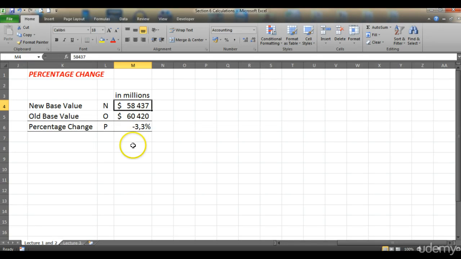Here is the data: new base value, old base value, and percentage change, which is new base minus old base divided by the old base value, in this case minus 3.3%. This change is negative because the revenues fall. When the revenues rise, the change is positive.